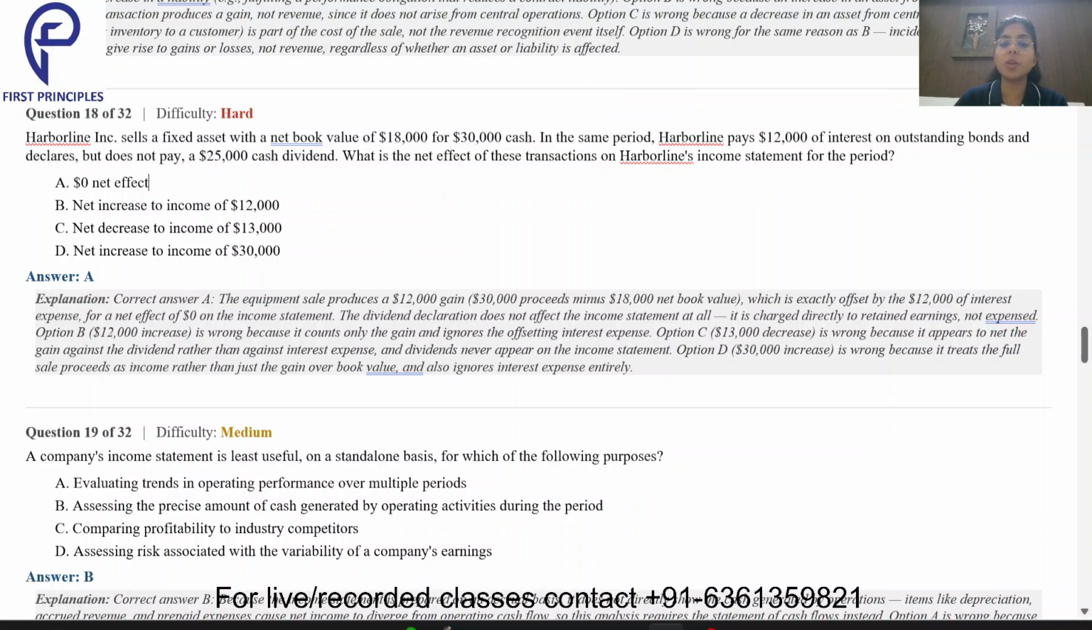So what is the net effect of these transactions on Harbourline's income statement for the period? First of all, do we record the dividend on the income statement? No, we do not record the dividend on the income statement. So this is irrelevant. Do we record this 12,000 of interest payment on the outstanding bond on the income statement? Yes, I will record it as an expense. Then the gain on the sale of that asset of 12,000, will I record this? Yes, this will be recorded as a gain. So 12,000 expense and 12,000 gain. So what is my net impact? My net impact on my income statement is 0. So that is why option A is our correct answer.